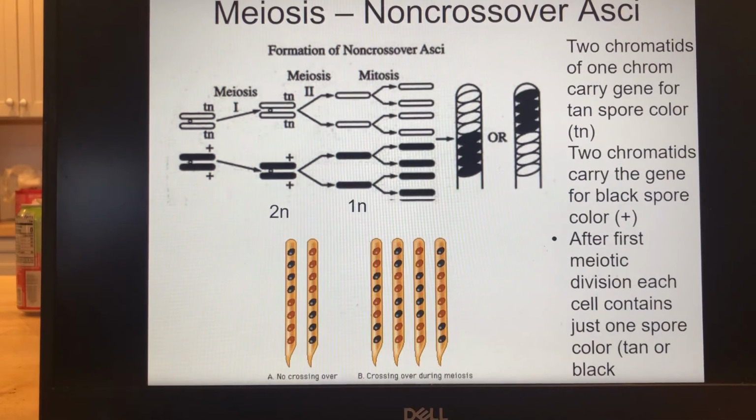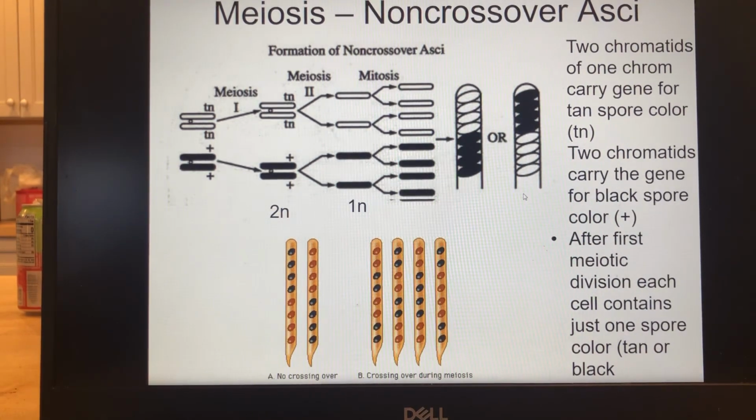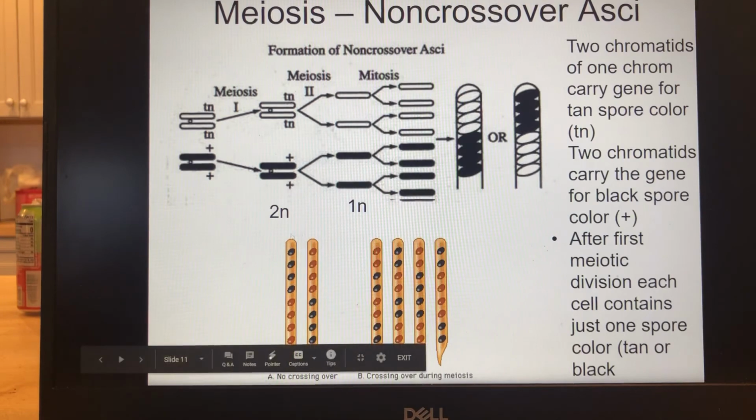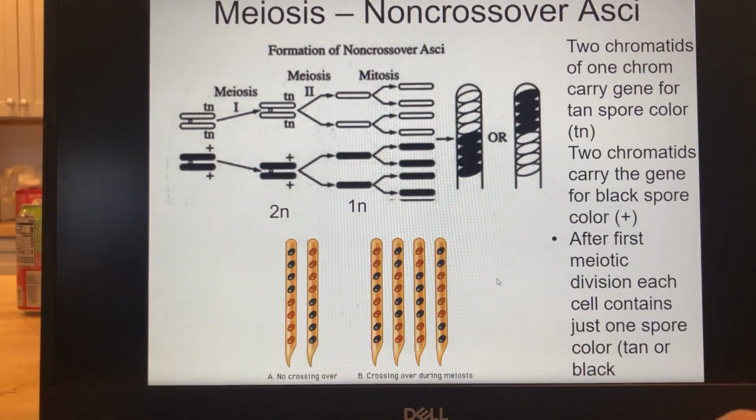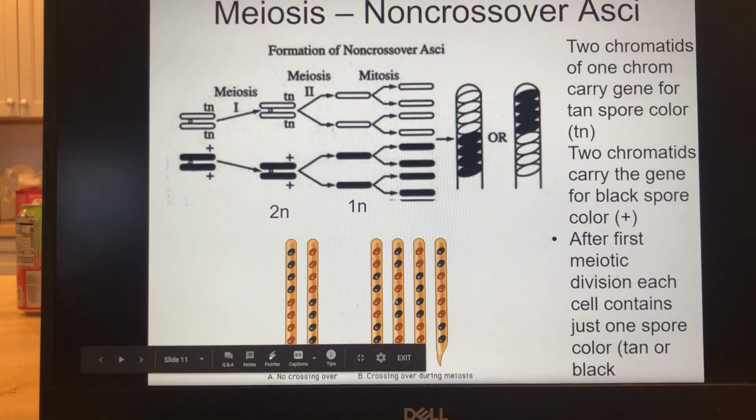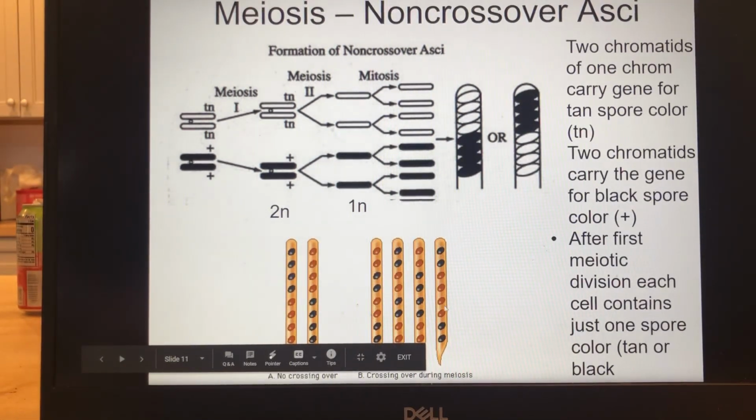And this is showing if it was arranged correctly, you would have all the whites together, 4 of them, all the blacks together, 4 of them. And it could be either like this with the white on top or like this with the black on top. And this is showing you what it would look like if crossing over didn't occur. And remember, this is a drawing. Down here, it's showing you what would happen if crossing over occurred. And you see the spore arrangement is a little bit different.